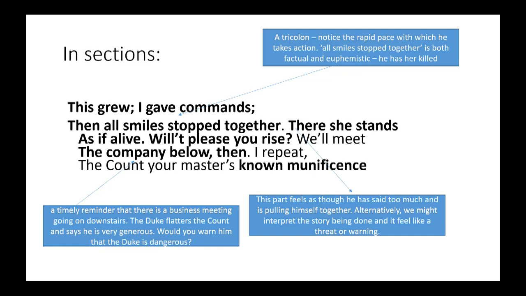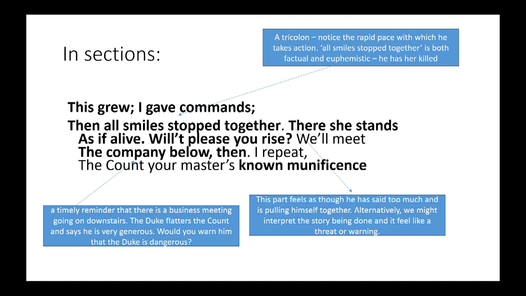Will it please you rise? Performative again, a reminder in "We'll meet the company below" that there's a business meeting going on downstairs and he's probably wanted. I mean, why this encounter has happened in the first place is beyond me. The Duke continues to flatter them, including the Count. I repeat, this bit's really complicated, so I'll skip over it quickly.